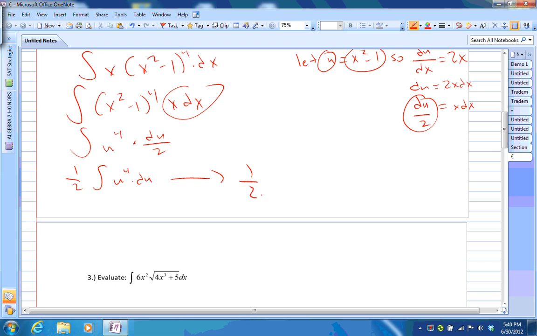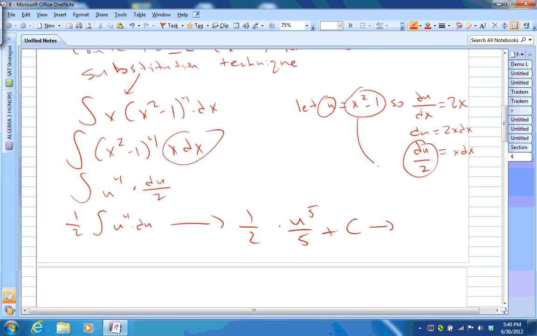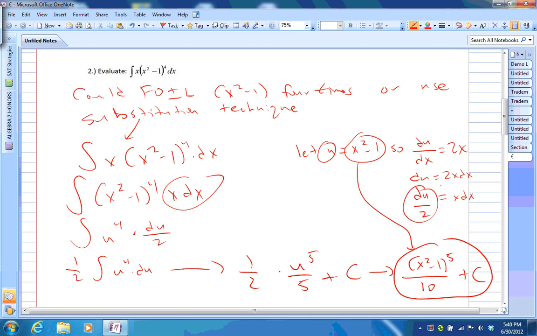So you get 1/2 times u to the 5th power over 5 plus c. And when you substitute back in for u, you're going to have x squared minus 1 raised to the 5th power. The 2 and 5 become 10, plus c. And that would be your final answer.